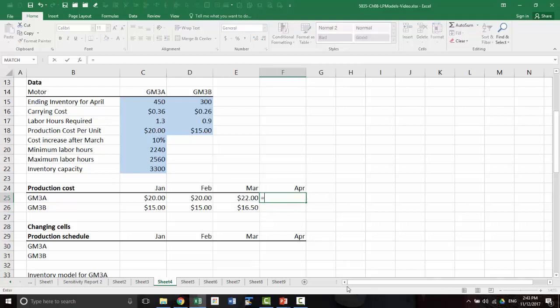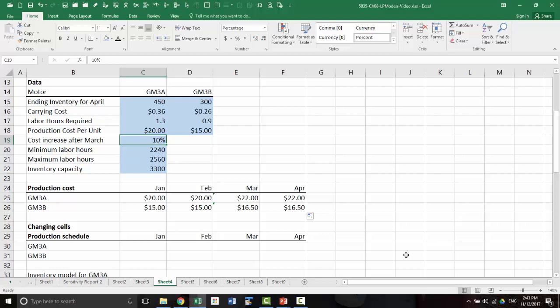But in April, it's going to be the same as March, because it's going to go up in March and stay the same after that. Now we wouldn't have to do this, but for the cost increase in March. Otherwise, it'll be just 20 and 15 all the way through. So we don't have to really set this up. We can simply add all the quantities and multiply by 20 and 15. So because the cost was going up by 10%, we had to set this up in this fashion.